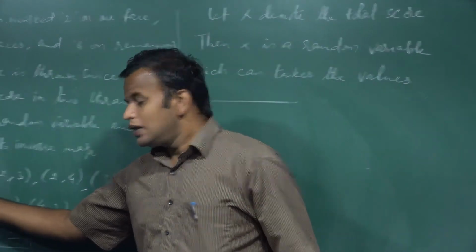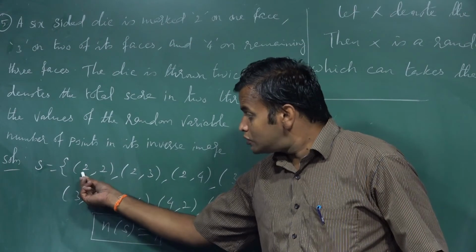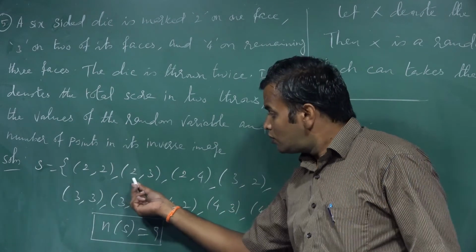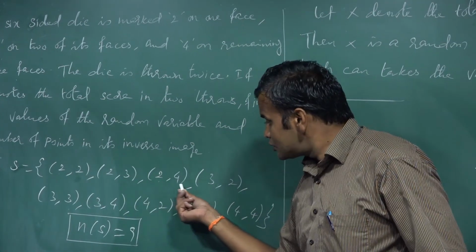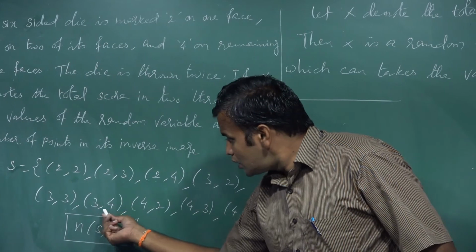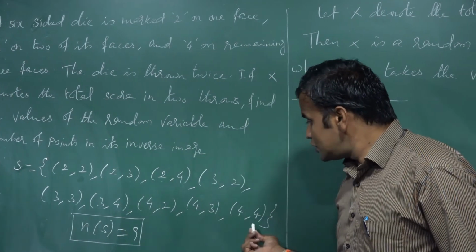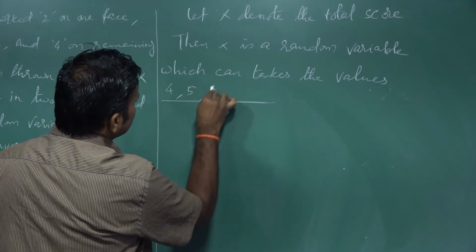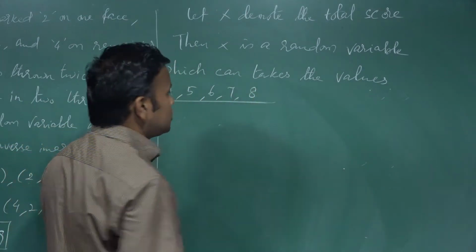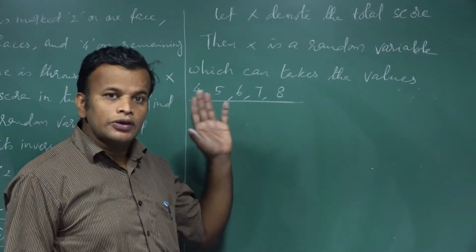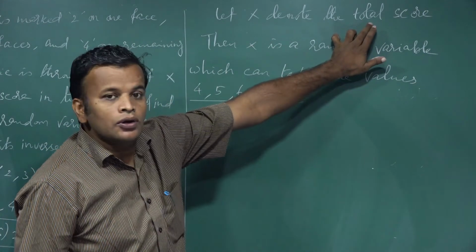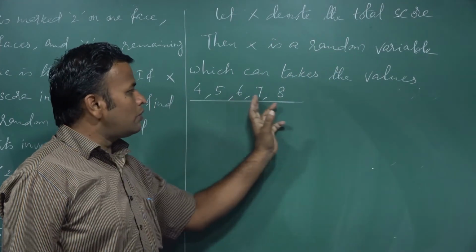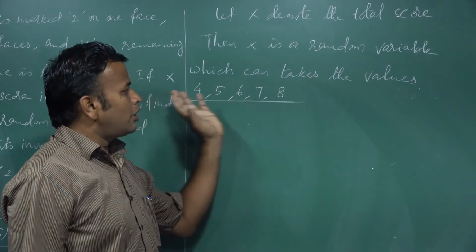You see the sample space. The minimum total score: total means we add these 2. 2 plus 2, 4. So the minimum value is 4. 5 is also possible. 6. Again 5. You see 7. The last one is 8. So we start from 4, 5, 6, 7, 8. So the values of the random variable are very, very important, where X denotes the total score. So the minimum total is 4 and the maximum total is 8. Then in between all values are possible. So the random variable values are found.